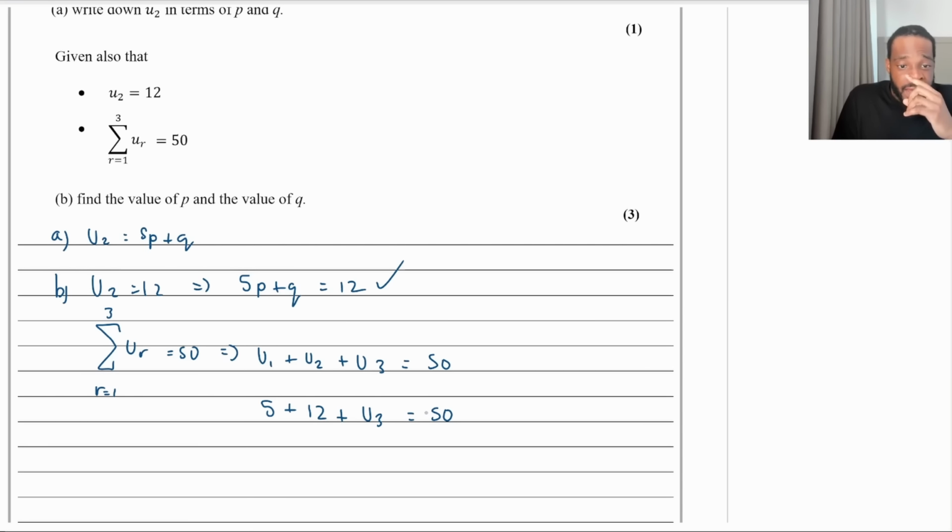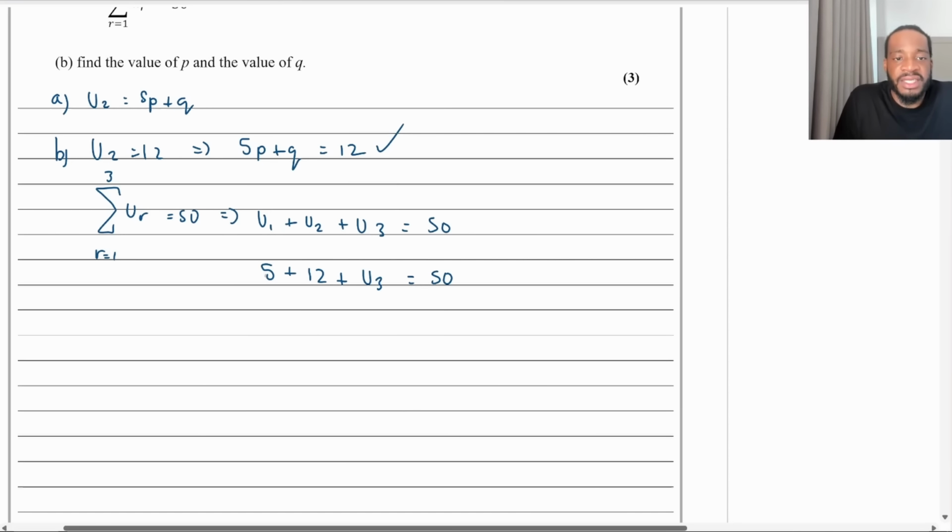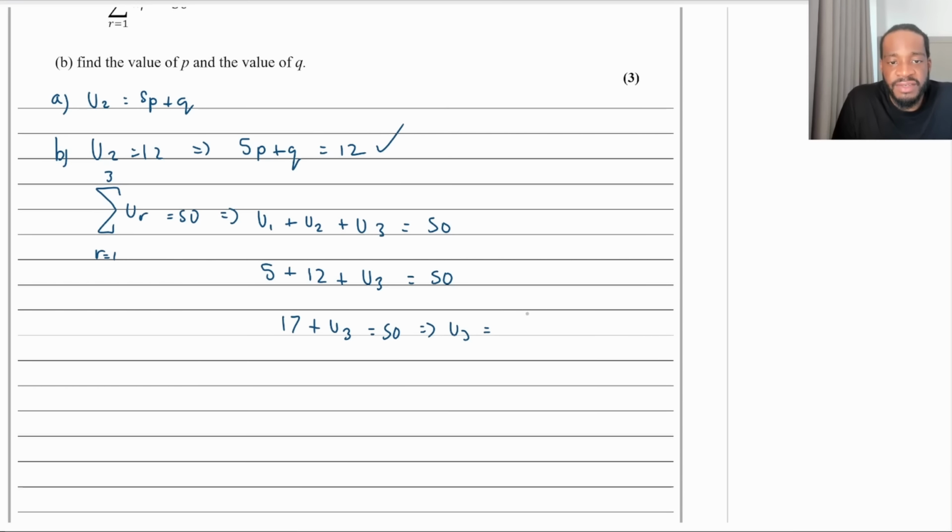Okay. From here, what can I do? I can say that 5 plus 12 is 17. But the sum is 50. And that means that U3 is 50 take away 17, which is 50 take away 10 is 40, take away 7, 33. U3 is 33. Now, what I want to do though is form an expression in terms of P and Q for U3, and I can do that from the recurrence relation.